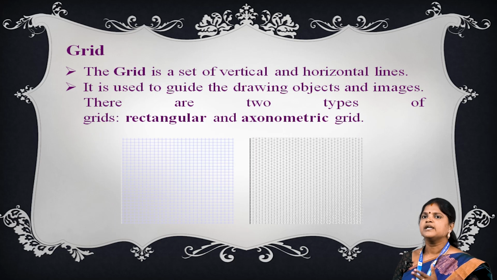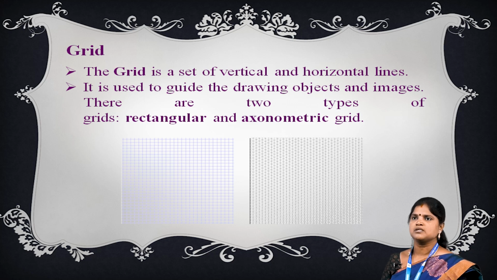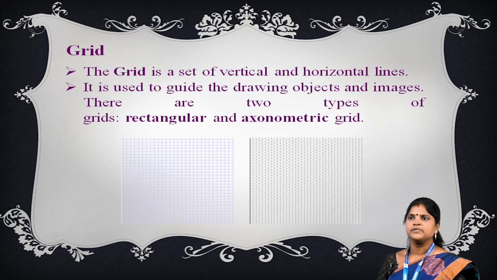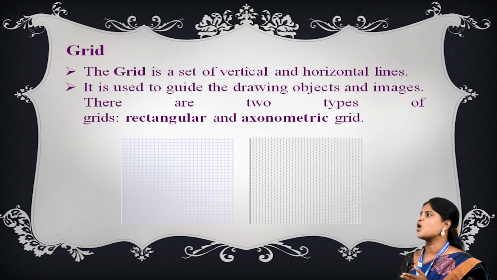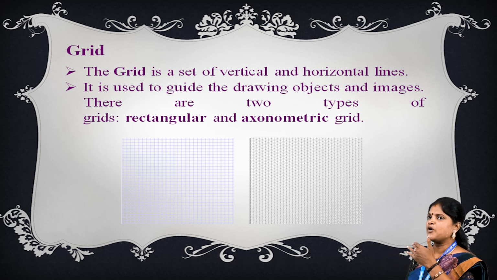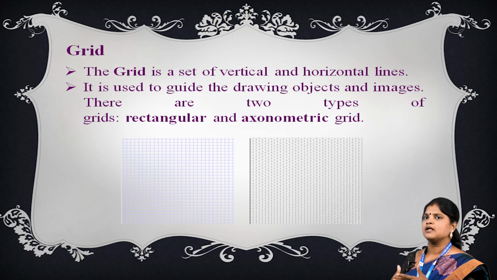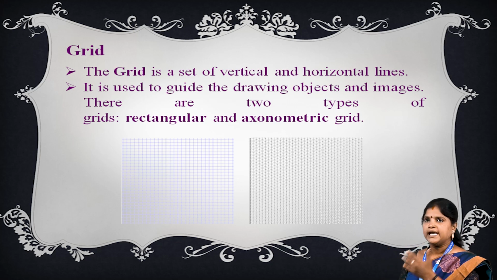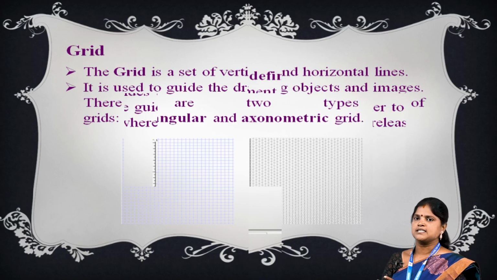The grid. Grid is a set of vertical and horizontal lines. It is used to guide the drawing objects and images. There are two types of grids, that is rectangular and axonometric grid. The rectangular grid is one of the most commonly used grids that is made up of horizontal and vertical lines. The axonometric grid allows the user to define any kind of angled grids.